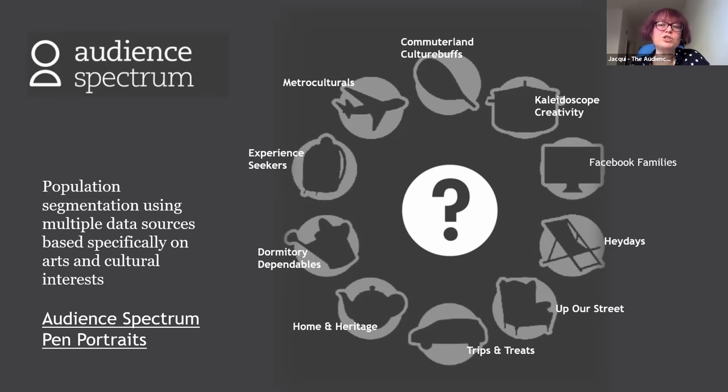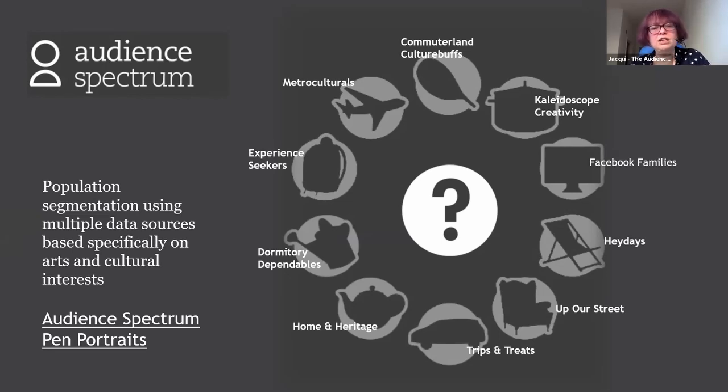What segmentations do is they look at what we have in common within a particular context. And in this case, it's the context of engagement with arts and culture. So this looks at the things that people have in common in terms of how they feel about arts and culture, the sorts of activities they like doing, but also what they enjoy doing in their lives other than engaging with culture.